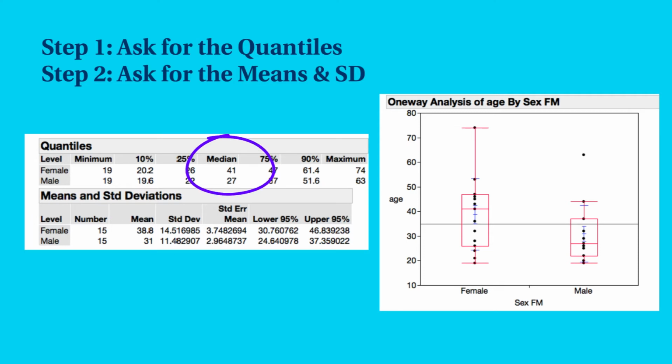However, the range of ages looks relatively similar, though we do have one outlier in each of the groups, with the highest age being 74 in the female riders. We have a mean age of 38.8 in the females with a standard deviation of 14.5, and a mean age in males of 31 years of age and a standard deviation of 11.5 years.